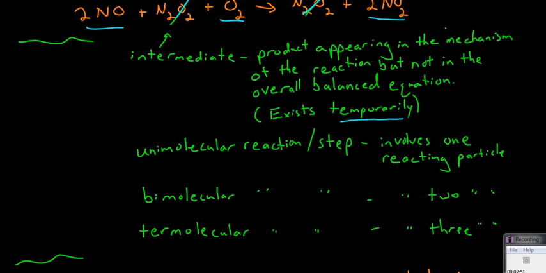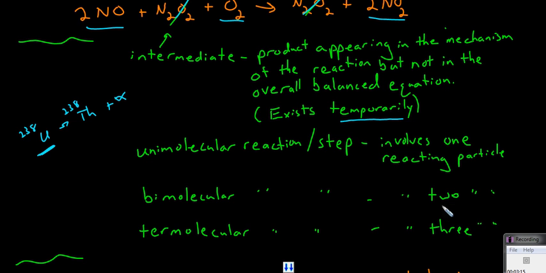I guess a couple more definitions. There are unimolecular reactions or steps. These involve one reacting particle. For example, we went through an example where uranium-238 decomposed into thorium-234 and an alpha particle. Reactions that are not requiring collisions, there's just one reacting particle. These are unimolecular reactions.